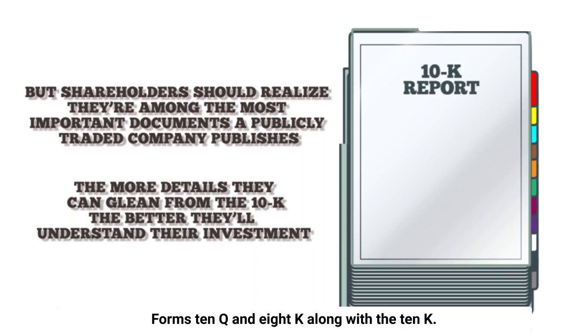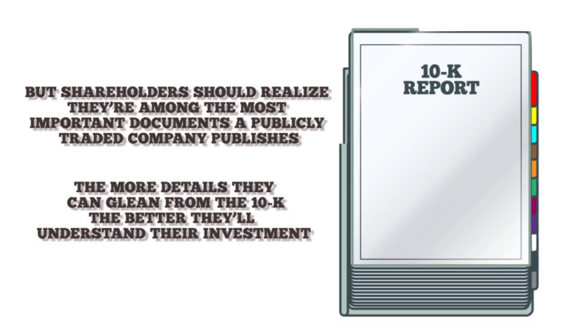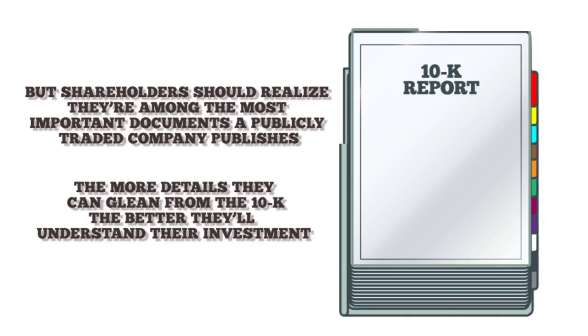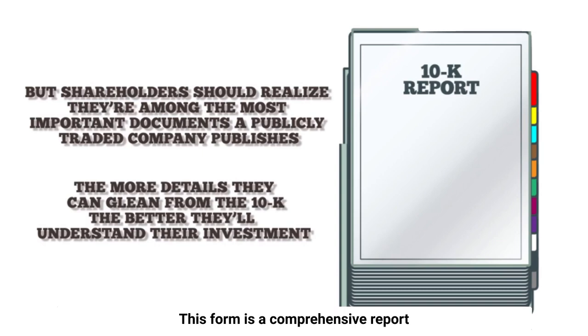Forms 10-Q and 8-K. Along with the 10-K, the SEC requires that public companies regularly file Forms 10-Q and 8-K. Form 10-Q must be submitted to the SEC on a quarterly basis. This form is a comprehensive report of a company's performance and includes relevant information about its financial position. Unlike the 10-K, the information in the 10-Q is usually unaudited. The company is only required to file it 3 times a year, as the 10-K is filed in the fourth quarter.